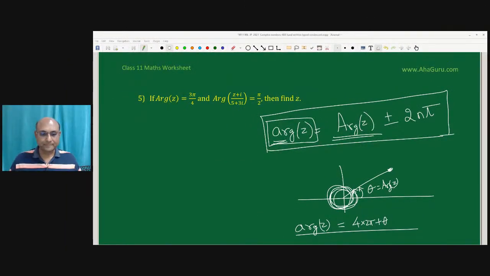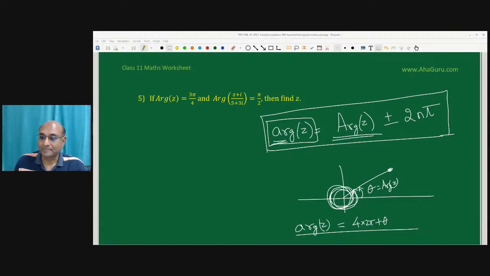So shall we start? Let us look at this. Which question are we in? Fifth question, right? The main point to keep in mind is that we have given you that the argument is pi by 2. Whenever something is given with argument pi by 2, use it.